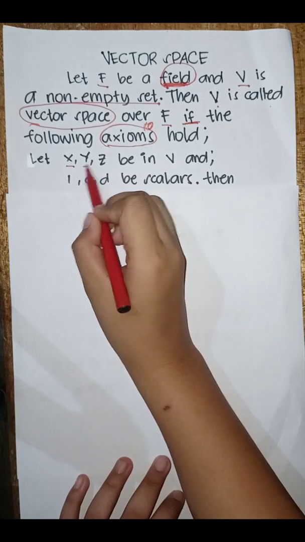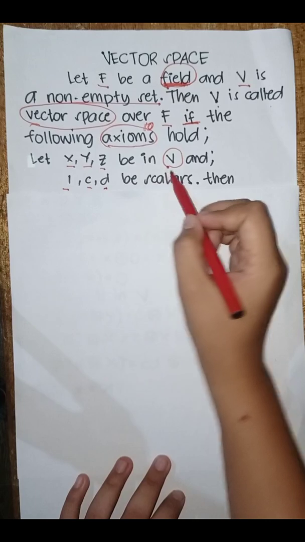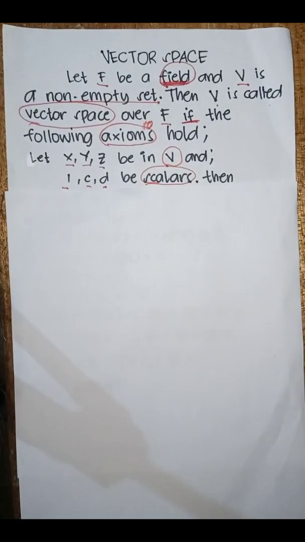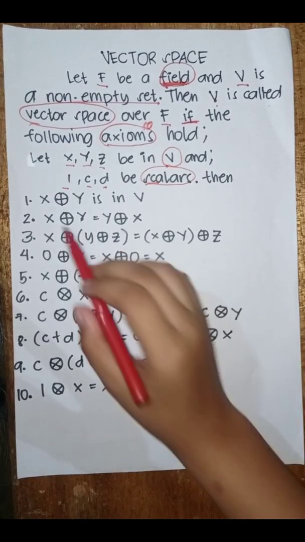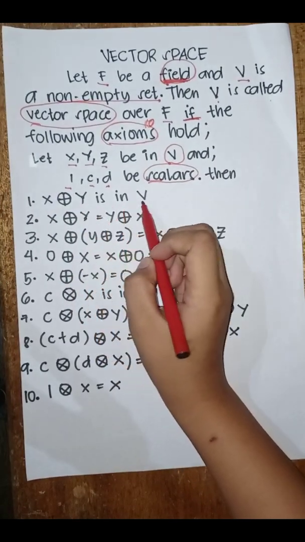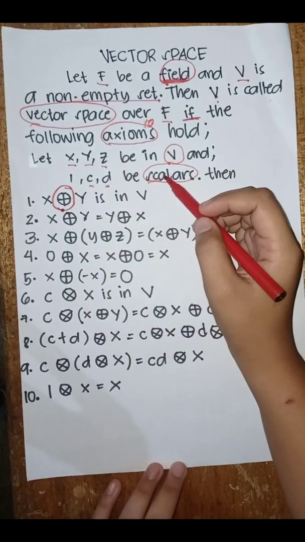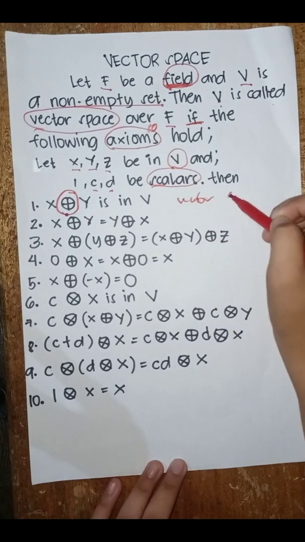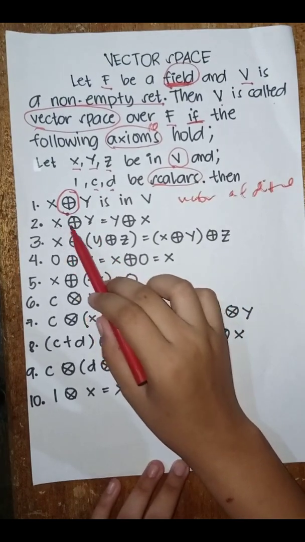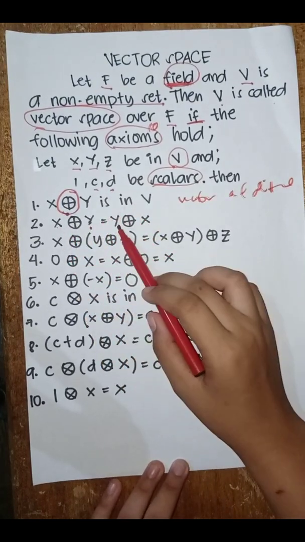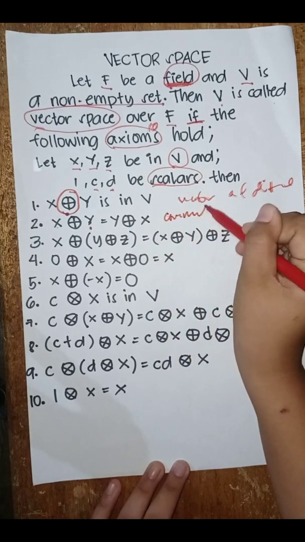Let X, Y, and Z be in V, and 1, C, and D be scalars. Then, these are the axioms. Number 1, X plus Y is in V. Note that this symbol is a vector addition. Number 2, X plus Y is equals Y plus X. As you can observe, it's a commutativity.